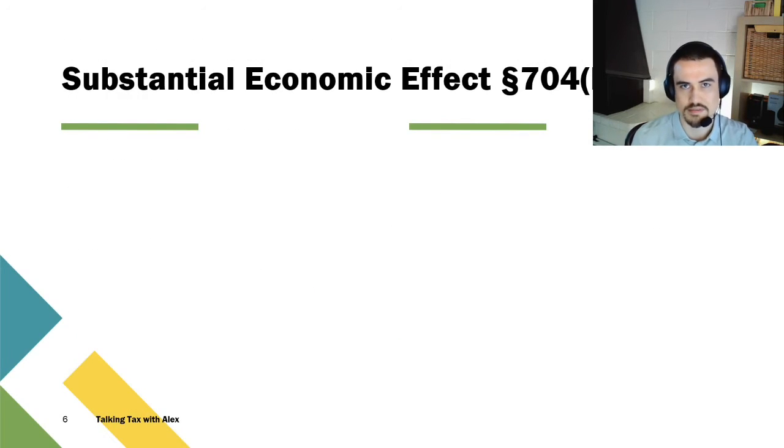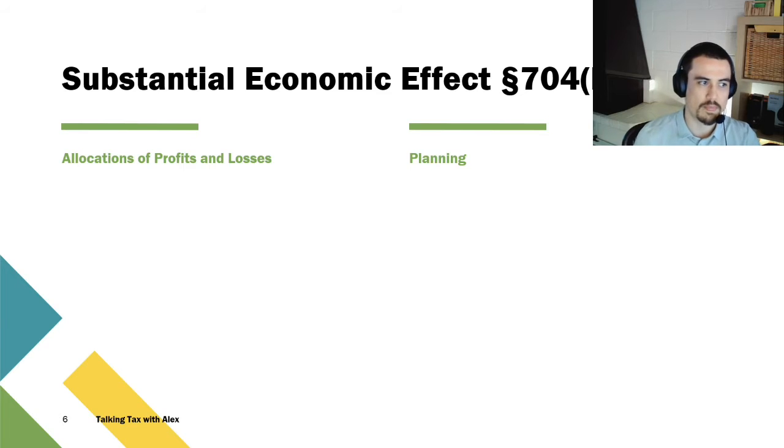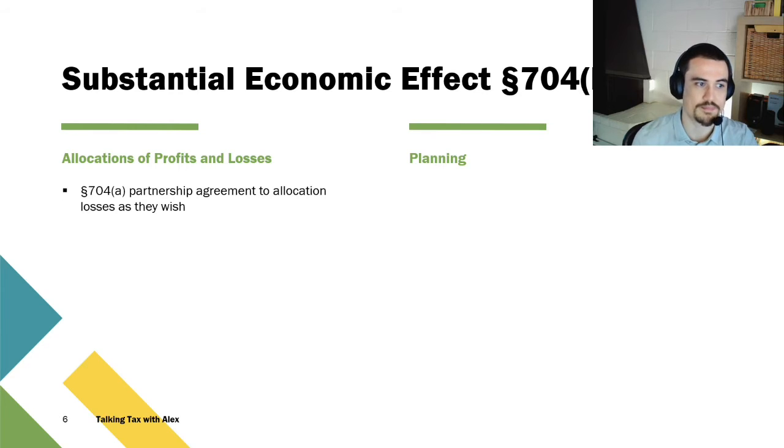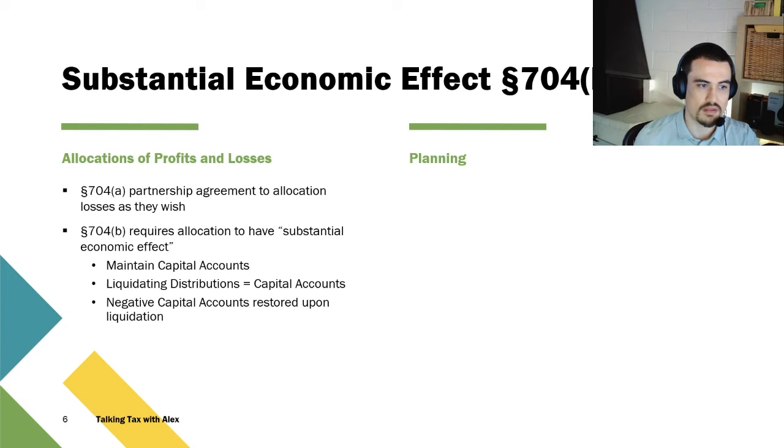So we're going to talk about substantial economic effect. There's a couple things where you can allocate, in a partnership, you can allocate profits and losses however you want. The partnership agreement says that you can do that. But there's a couple things you have to keep in mind. You have to have substantial economic effect.